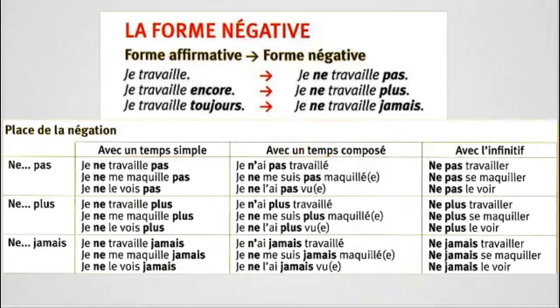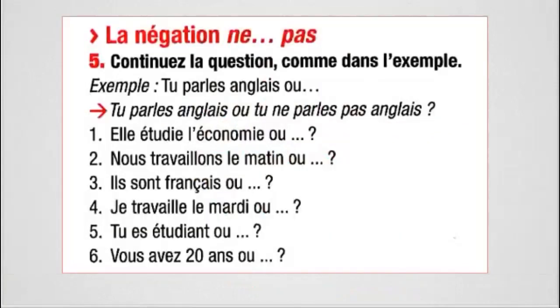Okay. Let's just do the present for the moment. Okay, exercise. La négation ne pas. Very good. Continuez la question comme dans l'exemple. Very good. Exemple, tu parlais anglais ou tu ne parlais pas anglais. Okay.